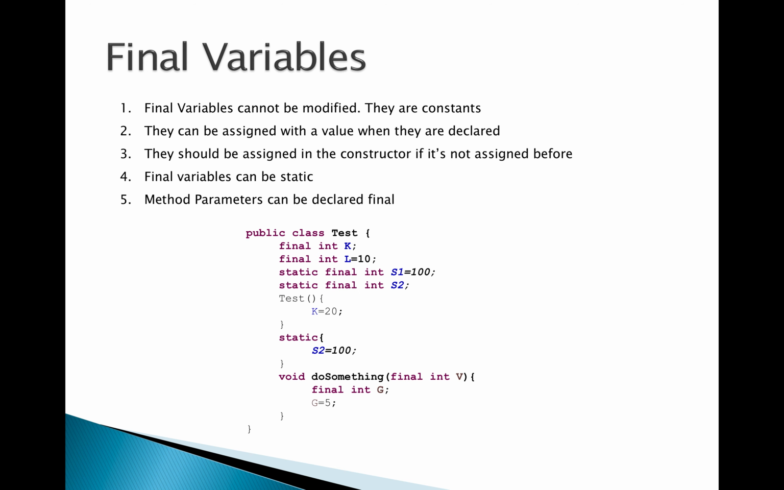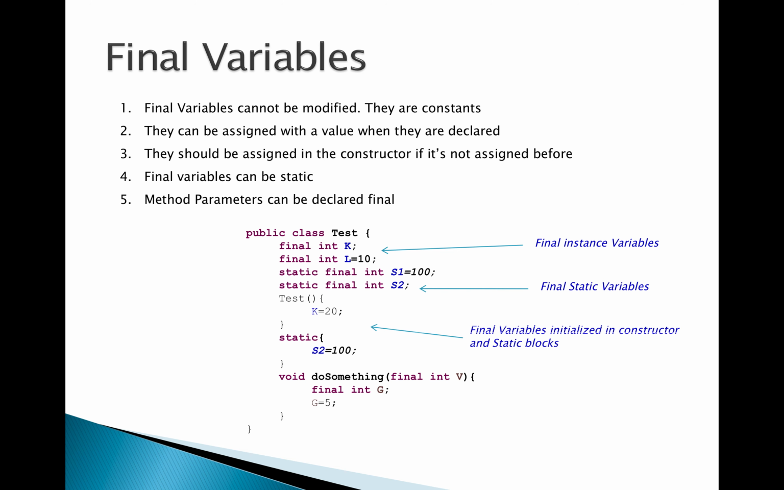Let's see one example. In this class, the first ones, final int k and final int l, are instance variables and I have made them final. When you make these variables final, you cannot change them again. We made int l is equal to 10, so we have initialized it when creating the variable itself. But k is not initialized. Unless you initialize it, it is going to give you a compilation error. But I have initialized it in the constructor. As you see here, k is equal to 20 is assigned here, so k is initialized in the constructor.